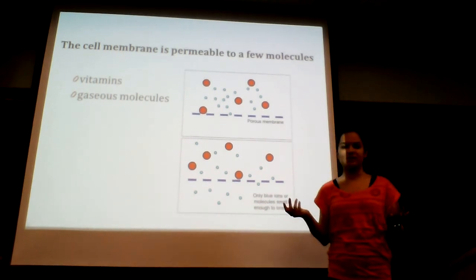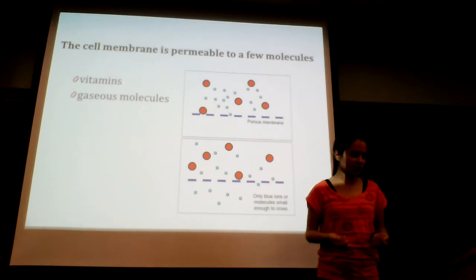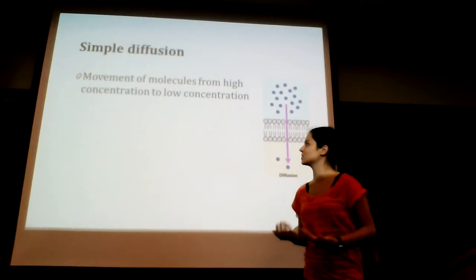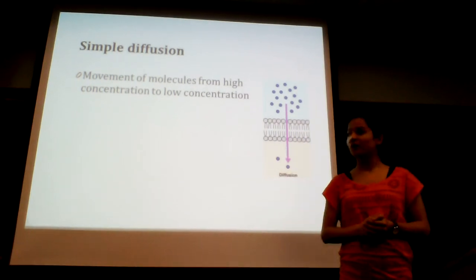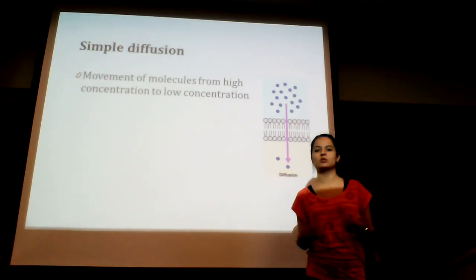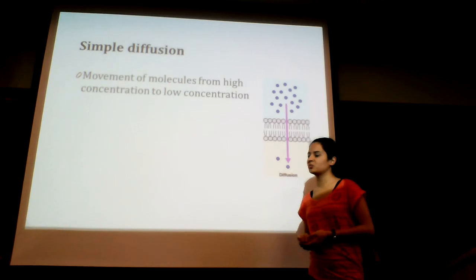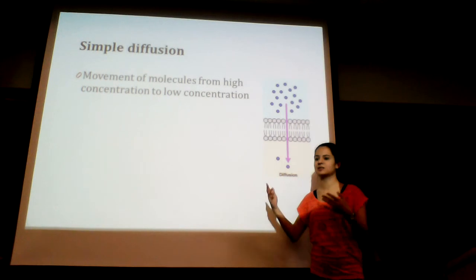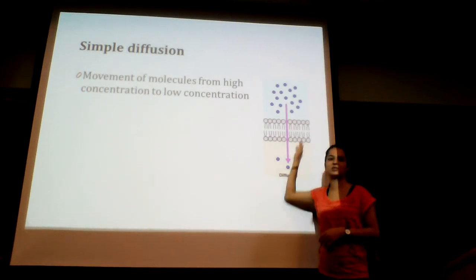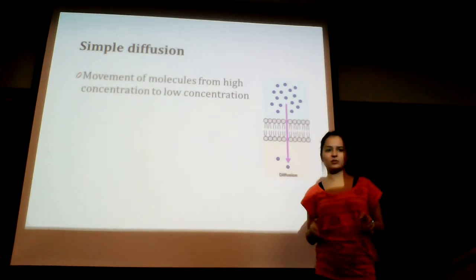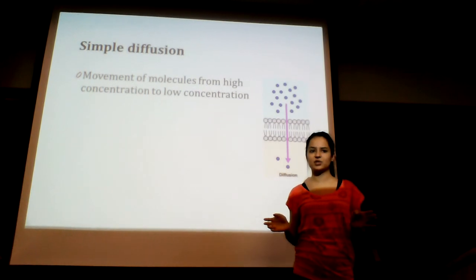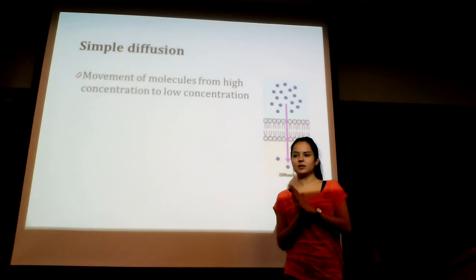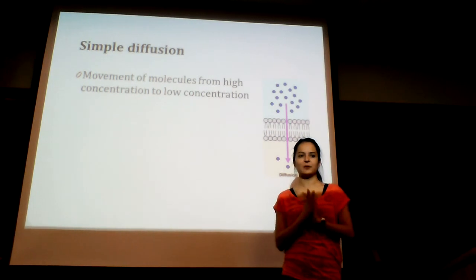And this process is called simple diffusion. So simple diffusion is defined as essentially the movement of molecules from high concentration to low concentration. Molecules move from high to low concentration because they tend to reach a balance in terms of concentration on both sides. And therefore, their movements do not require any energy or any assistance from any other proteins. Is it clear what simple diffusion is so far?